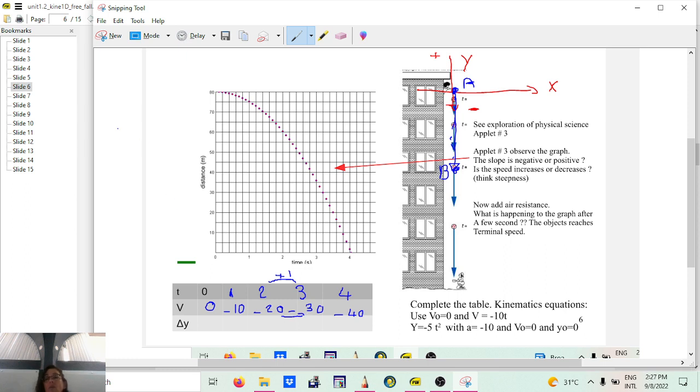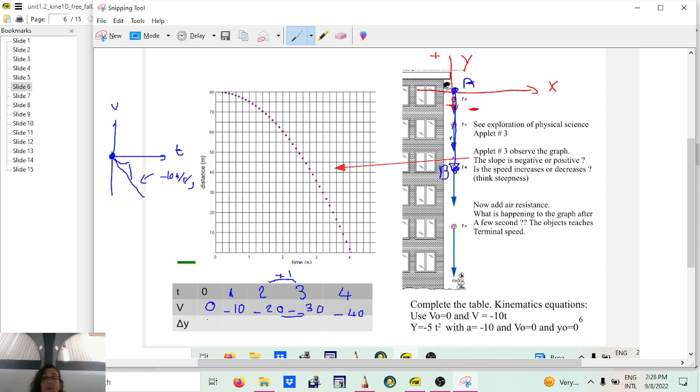So if you want to make velocity as a function of time, velocity is zero, and then the slope is negative, so it's going to be something like this, right? Negative 10 meters per second. So every second, you go faster by 10. Is that clear? Okay, so try to make sure that everyone is on board.